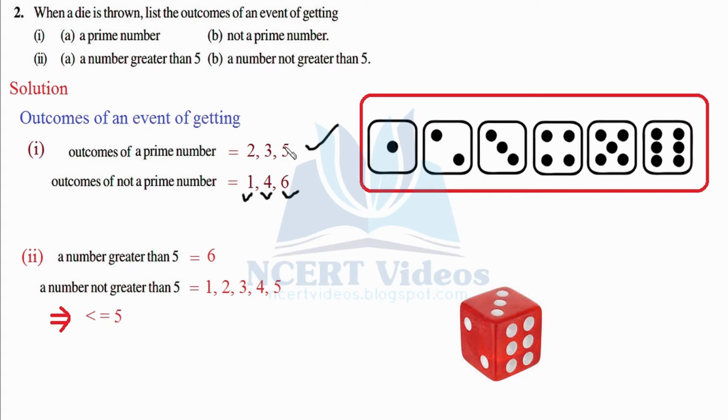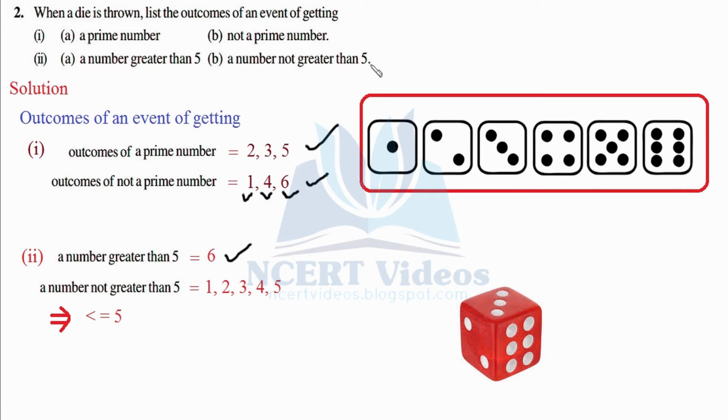Or in other words, if these are prime numbers, the rest of the remaining will not be prime numbers. So these are basic questions. Now, what are the outcomes of a number greater than 5? So 5 should not be included, because we are only asked to find numbers greater than 5. So only one possible face is there, that is 6. So we write a number greater than 5 is 6.